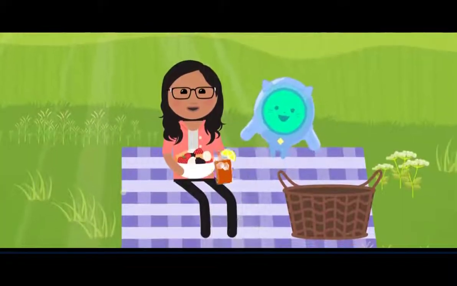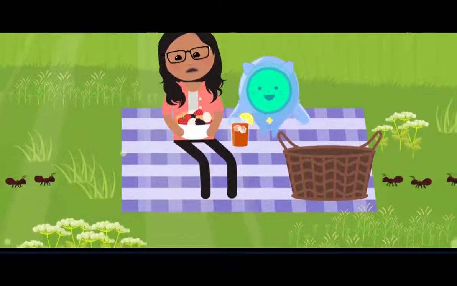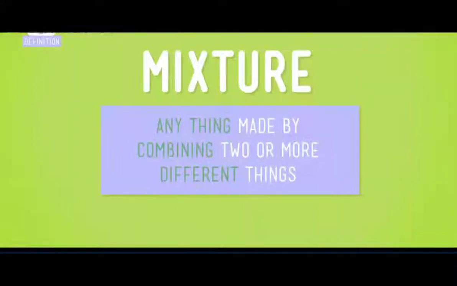Summertime is picnic time with sweet iced tea and yummy fruit salad. And ants. But still, yummy fruit salad. And hey, did you notice something? Those foods have something in common. They're both mixtures. Things made by combining two or more different things. Not the ants. They're just ants. But the iced tea and the fruit salad are mixtures.